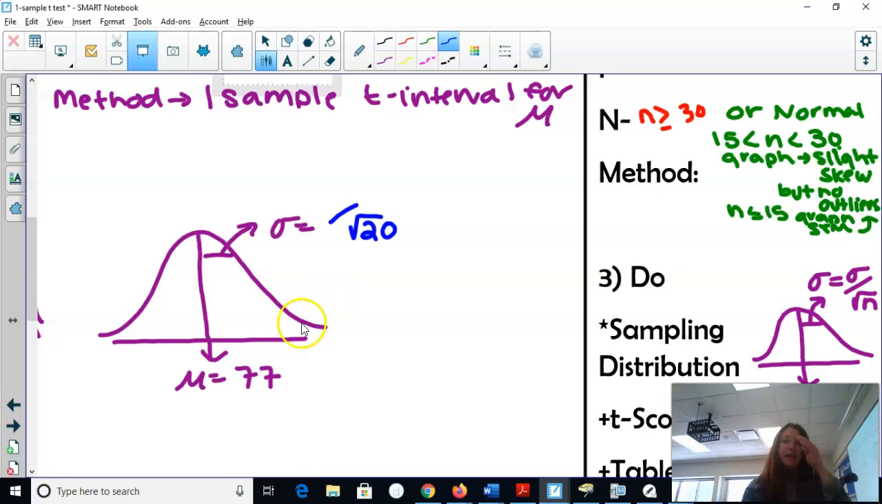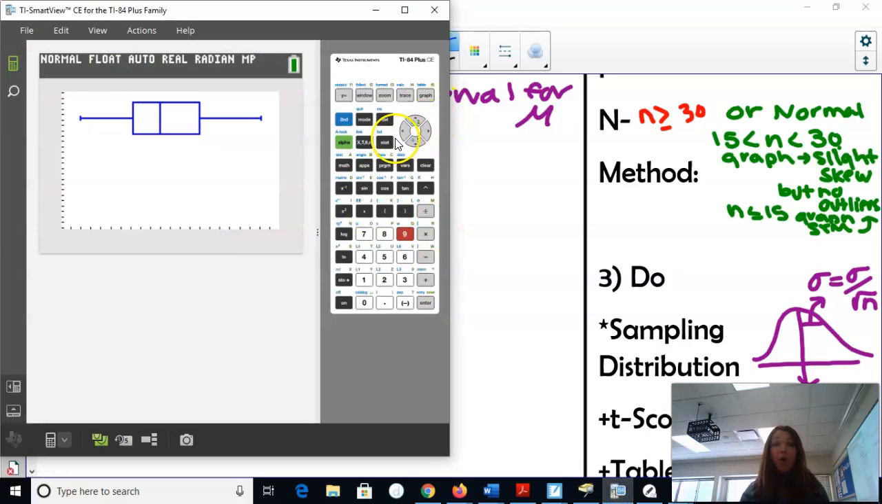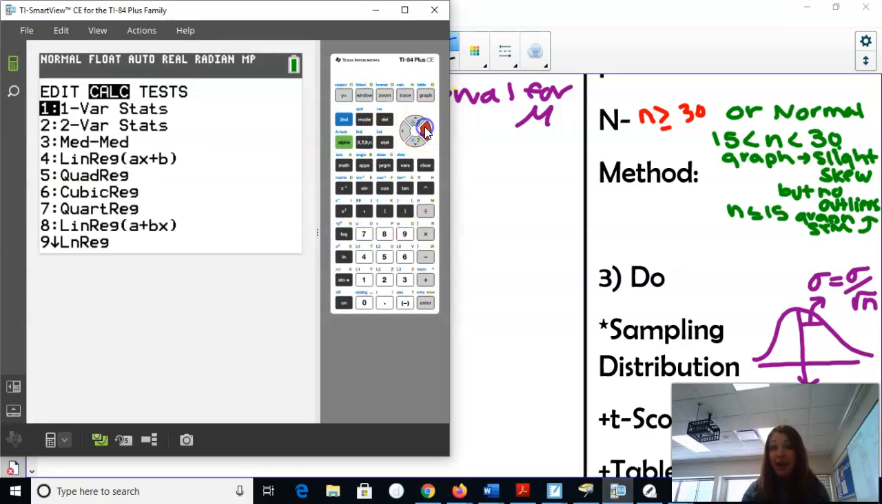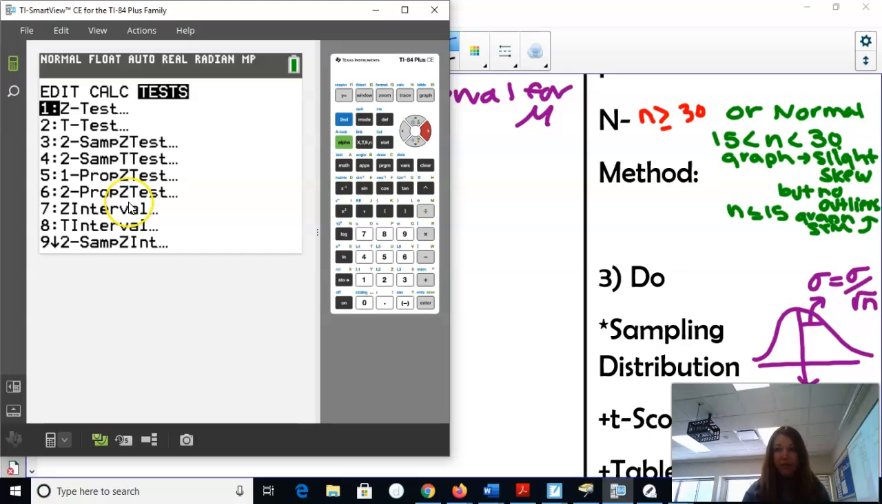Right now, we're setting up that sampling distribution. We know that the average is always our null hypothesis. And now we're talking about the standard deviation. We said, hey, we don't know the population standard deviation, but we can find the sample standard deviation. How can we do that now? We could run a one variable stats, or we can just go ahead and go to tests. These are all our inference tests. Remember, inference means drawing conclusions about a population. We're doing intervals or tests to do that. We're going to go right to the t-test here, number 2.